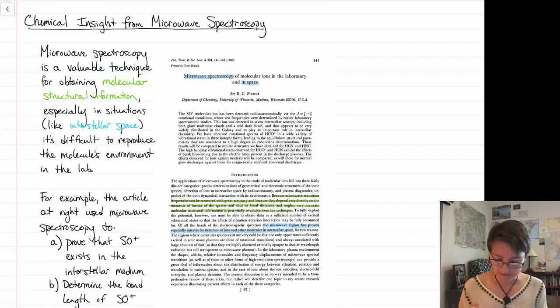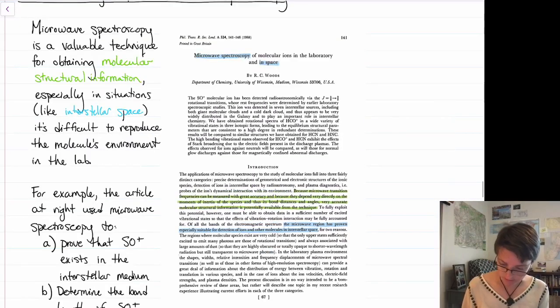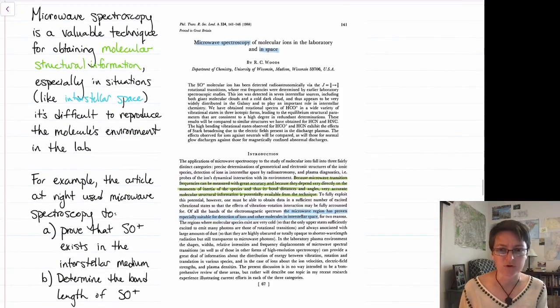And in interstellar space, it turns out, and I think this is a really good article that I've also thrown up on Moodle that highlights this issue, microwave spectroscopy gives rise to a much cleaner spectrum in interstellar space compared to higher energy spectroscopy.